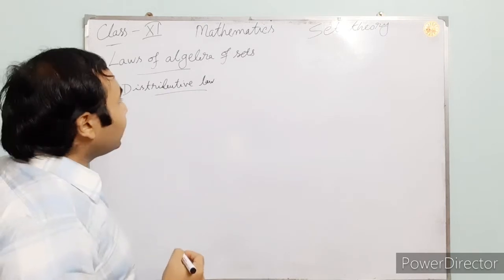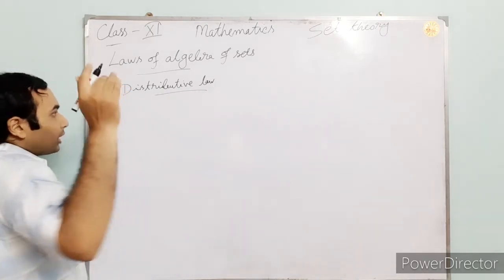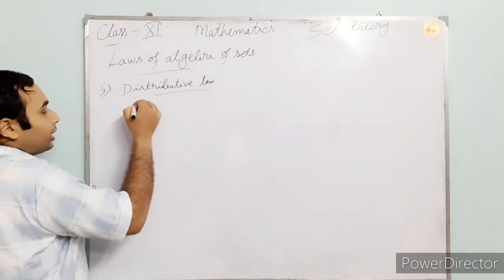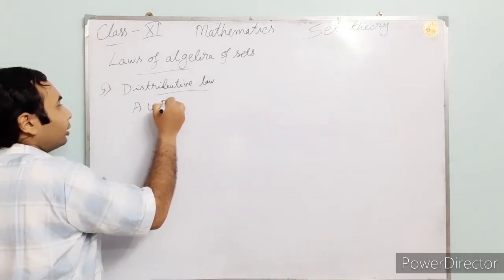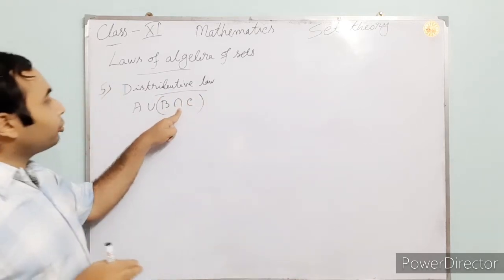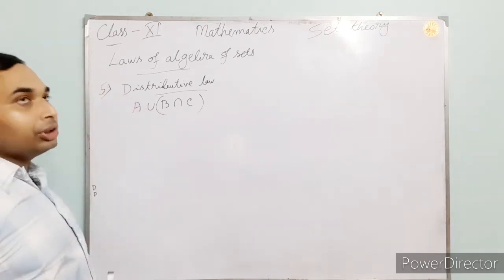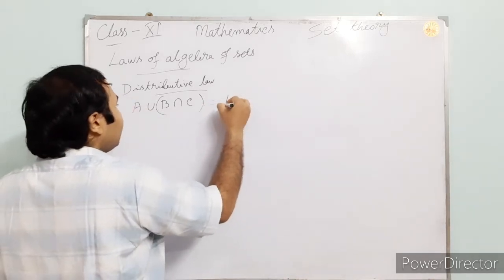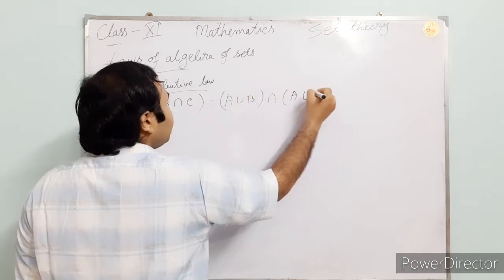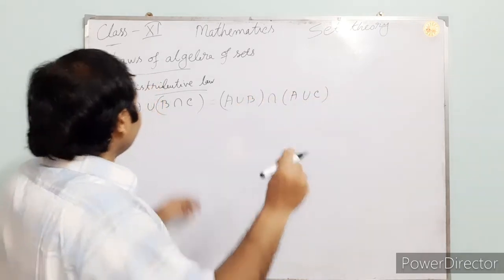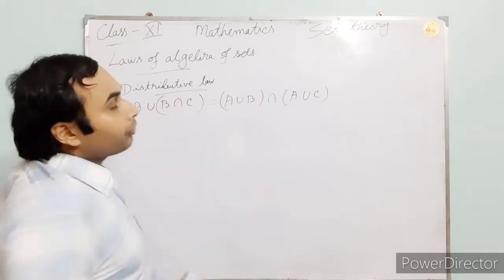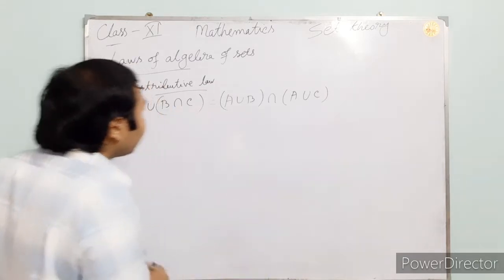One of the most handy laws here. Suppose A, B and C are any three sets, then A union (B intersection C) equals (A union B) intersection (A union C). So just see, this union is being distributed over B and C with the help of the intersection. So this is called the distributive law.